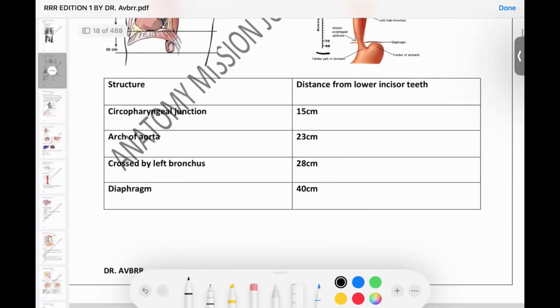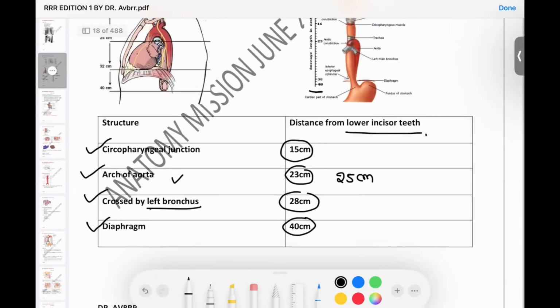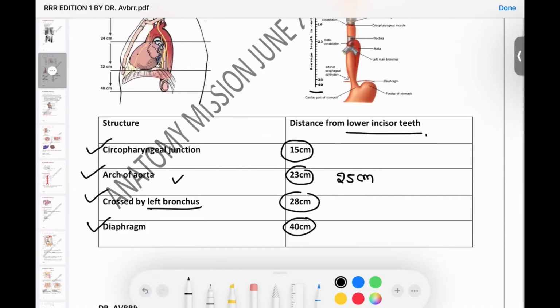There are some structures that coincide with the esophagus. For example, from the lower incisor teeth, the pharyngo-esophageal junction is at 15 centimeters. And where is the arch of aorta? At 23 centimeters. In one of the PYQs, it is given at 25 centimeters. Even if it is 25 centimeters, please choose the arch of aorta only. And the crossing by the left bronchus, it is not the right bronchus, don't confuse. Left bronchus is at 28 centimeters. And the diaphragm is at 40 centimeters. So this is also one of the most important topics for your examination.